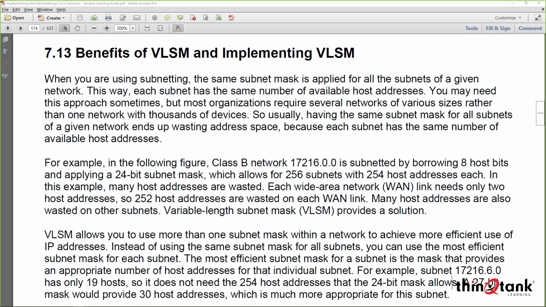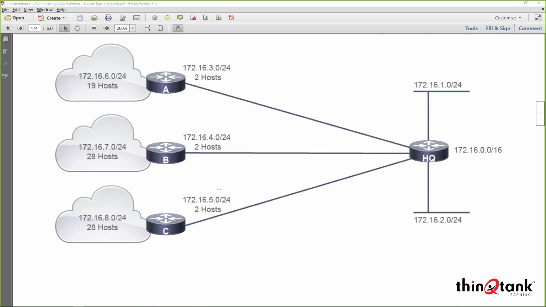So variable length subnet masking is the concept of taking a block of addresses and then dividing that block of addresses up into unequal pieces and then applying those pieces as necessary. So for example, if you look at this diagram, the first network has 19 hosts, the second network has 28 hosts, the third network has 28 hosts, and then we have a couple of point-to-point links in between.